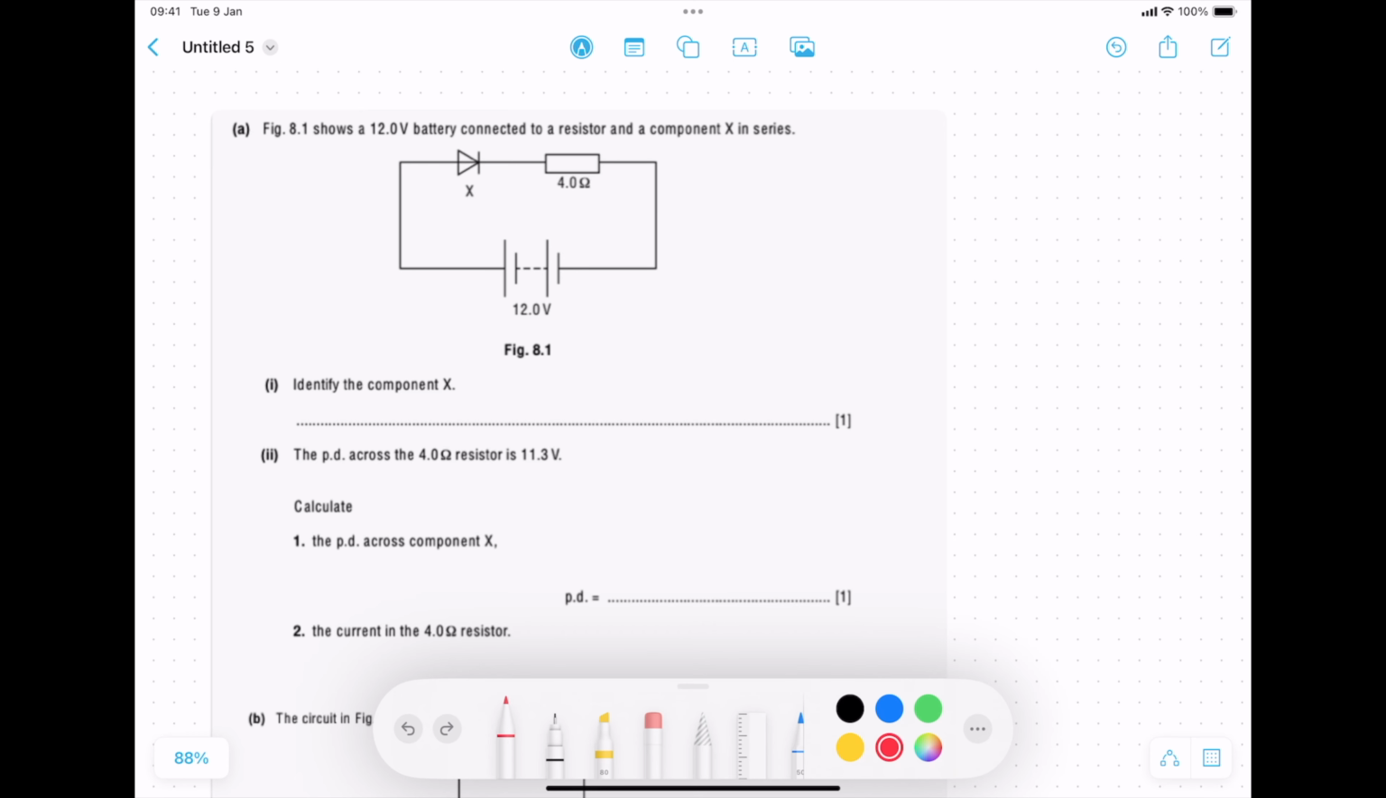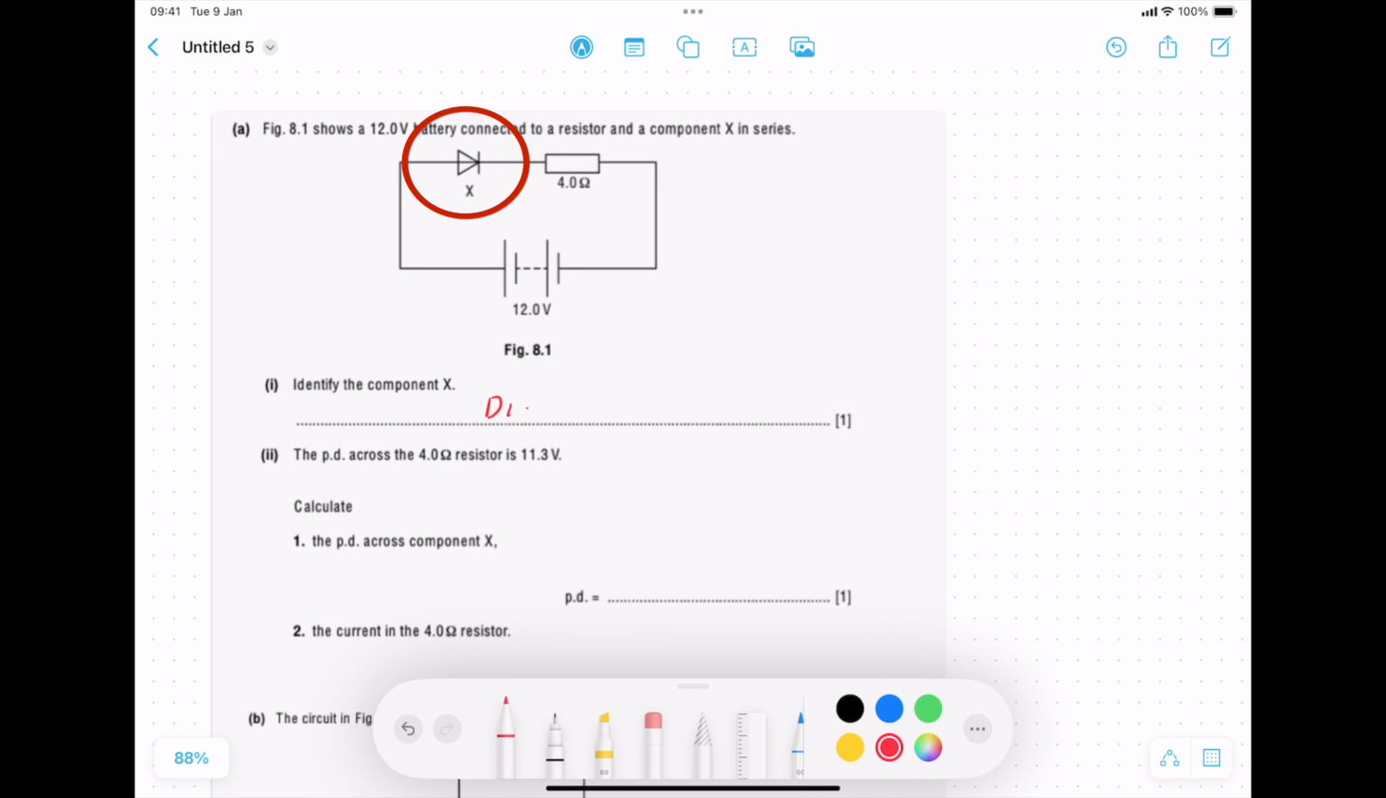Today's lesson is how to interpret a series and parallel circuit in a combined question. So figure 8.1 shows a 12-volt battery connected to a resistor and a component X in series. Identify the component X. So X is a diode.